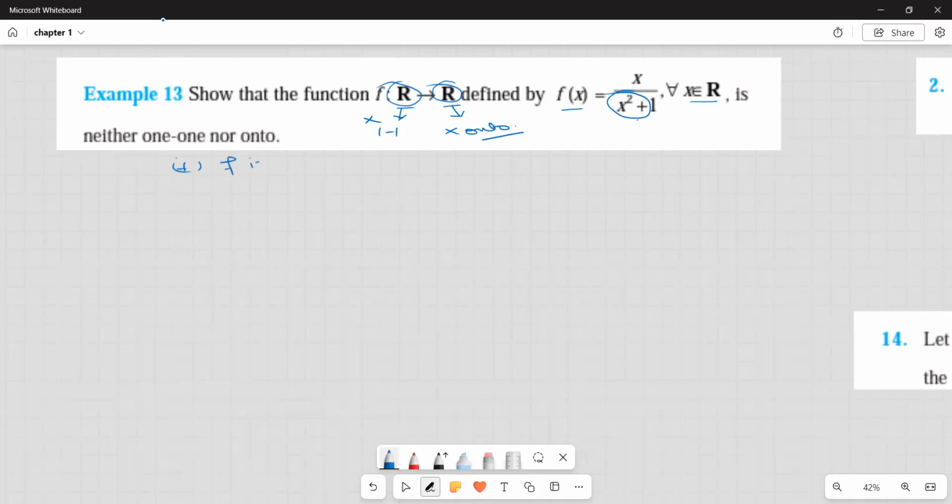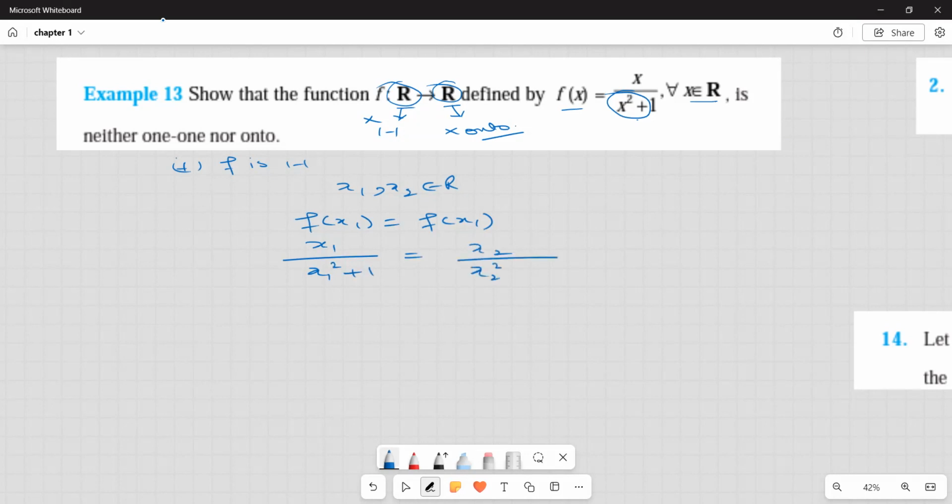So for 1-1 we are checking. Let x1, x2 belong to R. Suppose that their images are the same, meaning f of x1 is equal to f of x2. So x1 upon x1 square plus 1 is equal to x2 upon x2 square plus 1. Cross multiply: x1 into x2 square plus 1 is equal to x2 into x1 square plus 1. So this is x1 x2 square plus x1. Bring those terms to this side: x2 x1 square minus x2, that is equal to 0.